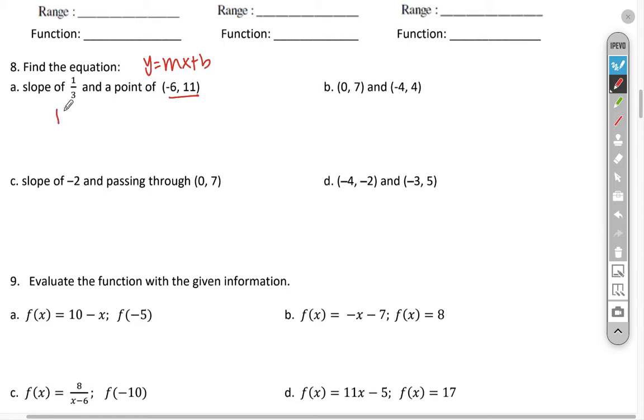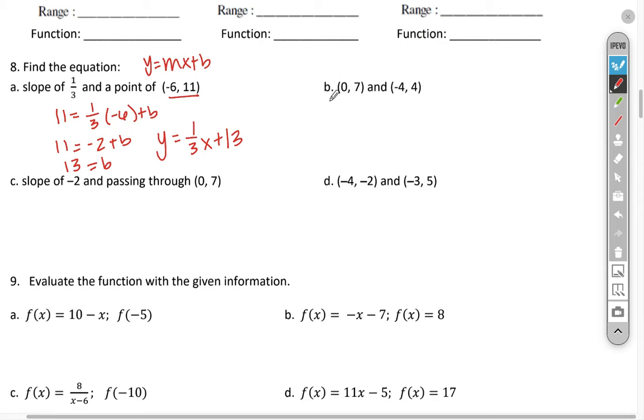So we're going to have 11 equals 1/3 times negative 6 plus b. We get 11 equals negative 2 plus b. We're going to add that 2 to the other side, and we get b equals 13. So now we know what b equals. We know our m, so we can write our equation as y equals 1/3 x plus 13.